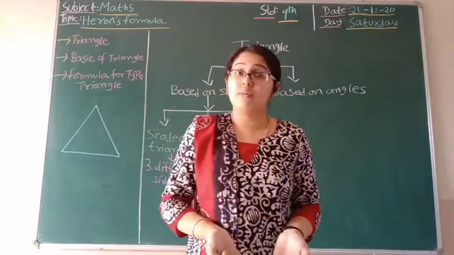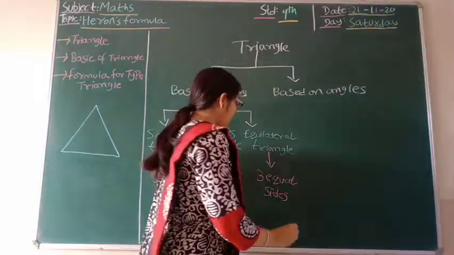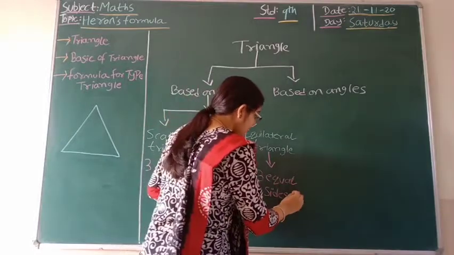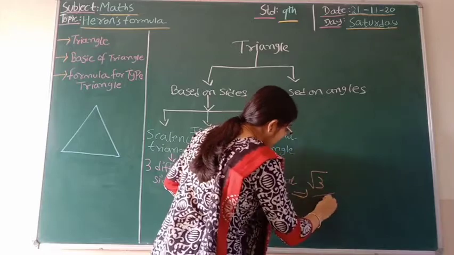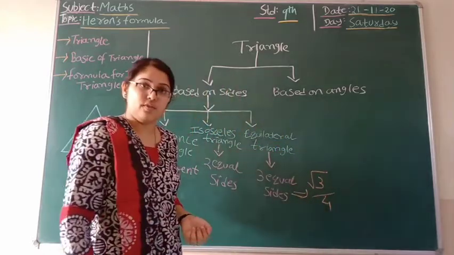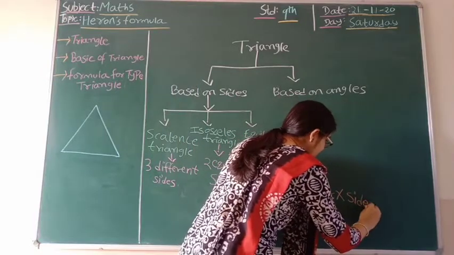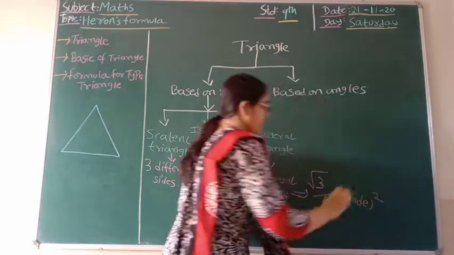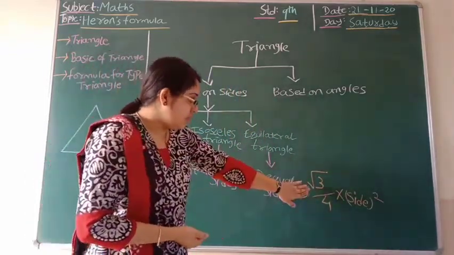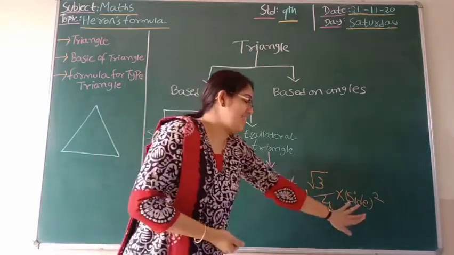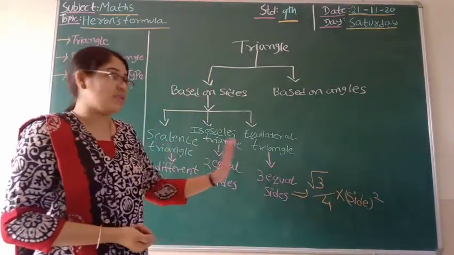So what will be the formula? I am writing over here: under root 3 by 4 into side square. This will be the formula for an equilateral triangle.